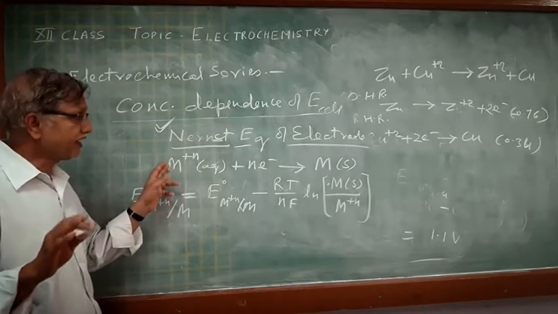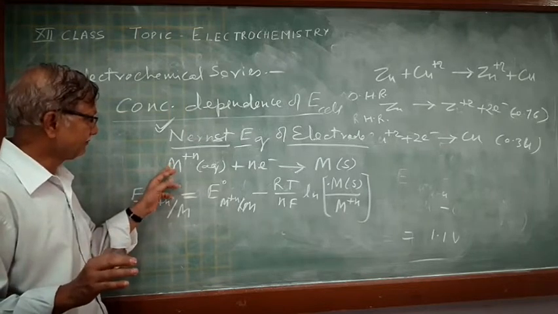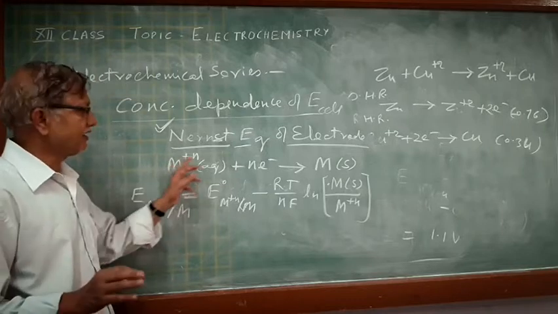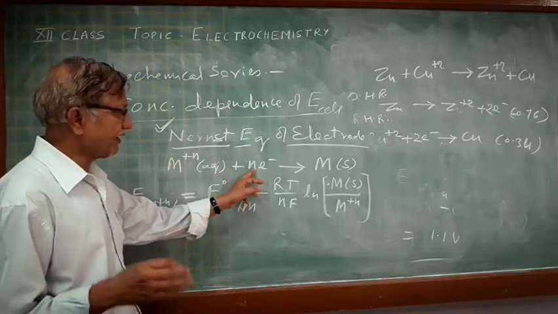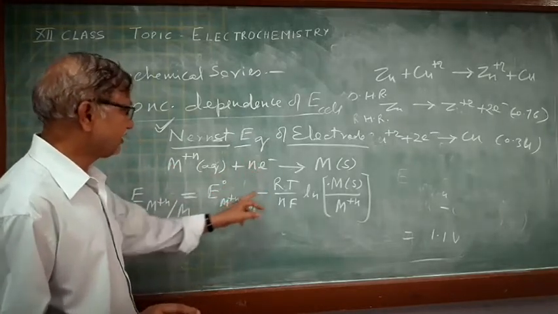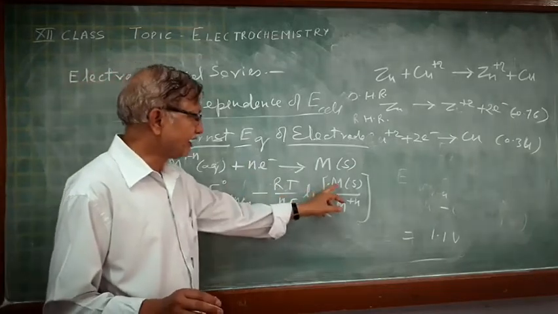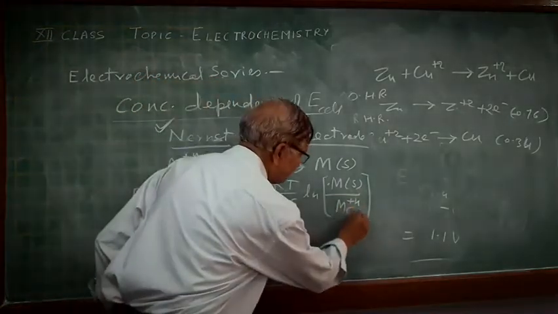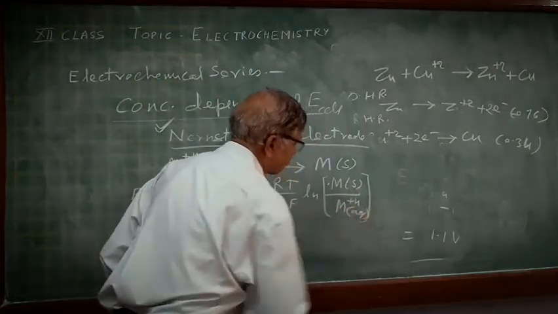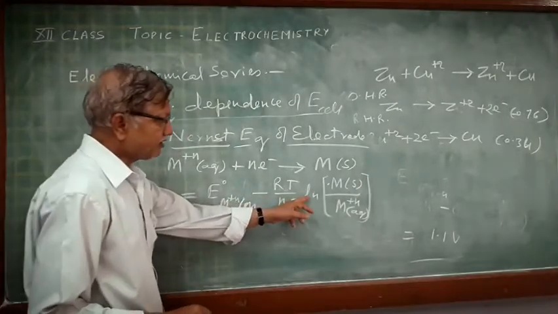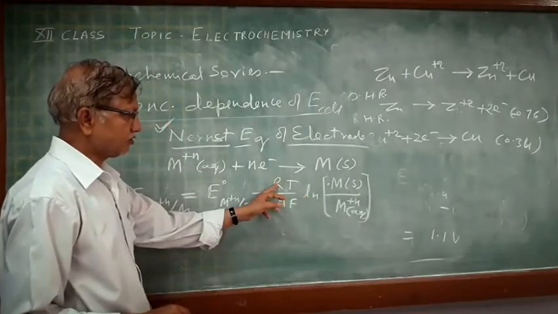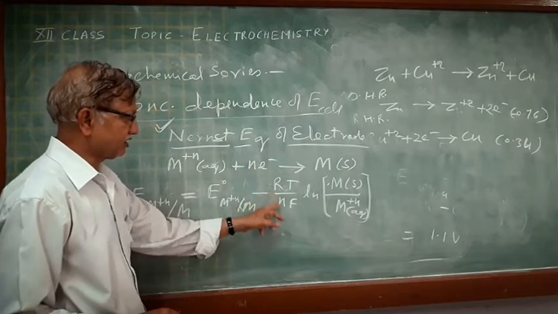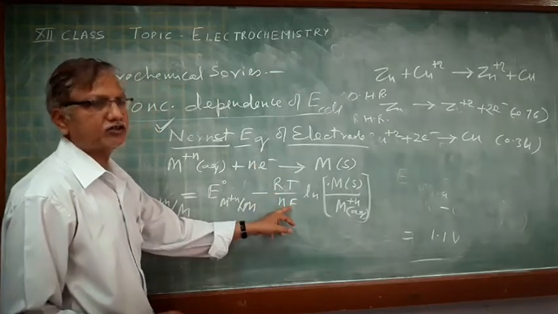So you have to take very important note here: for any electrode reaction of any metal ion, if it undergoes reduction with n number of electrons, then we can take RT upon nF ln of metal atom concentration upon metal ion concentration. Because this is an ion, it is taken as aqueous concentration. ln is natural log, R is gas constant, T is temperature, n is number of electrons in the reaction, and F is Faraday constant.